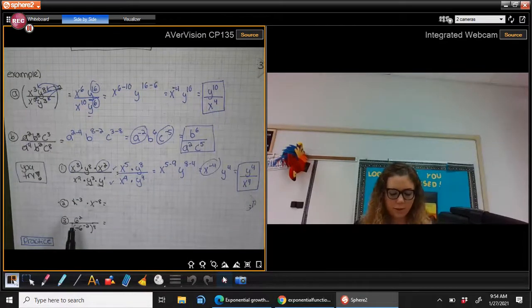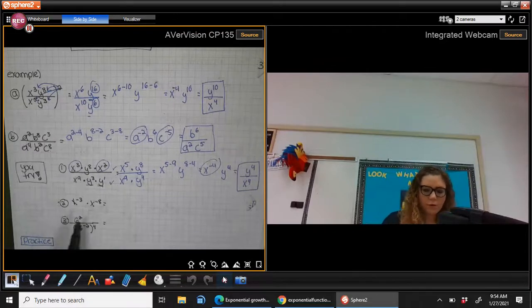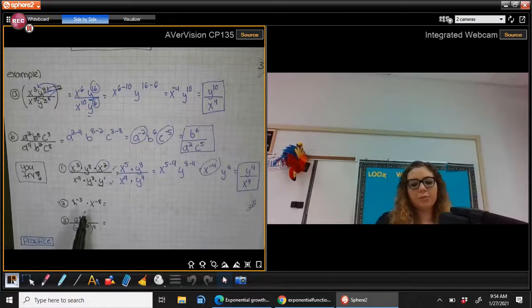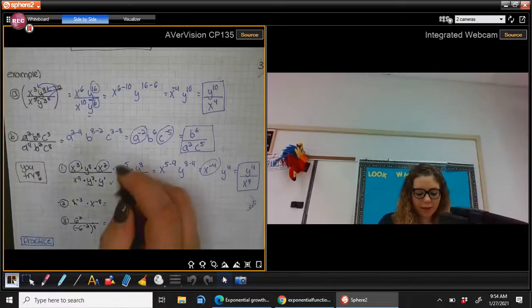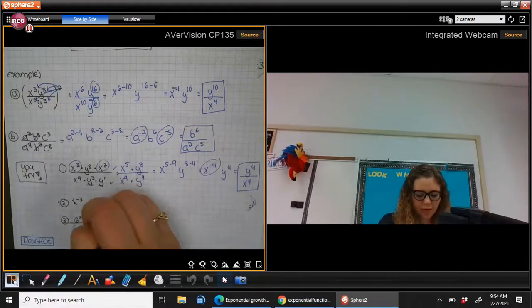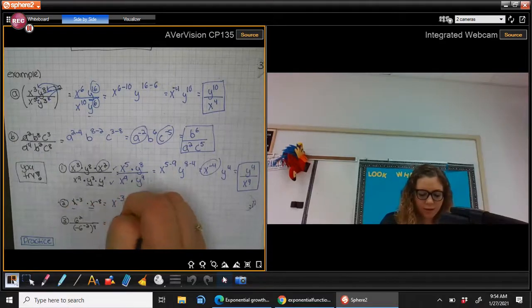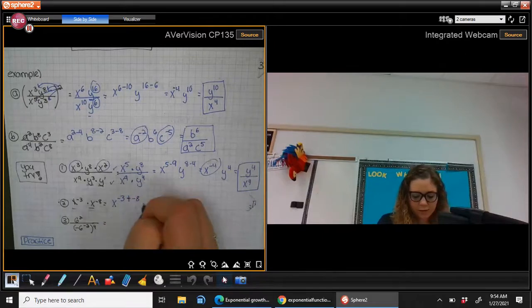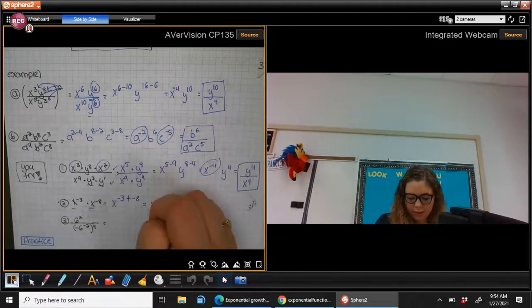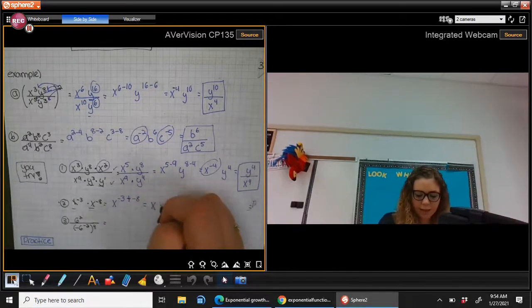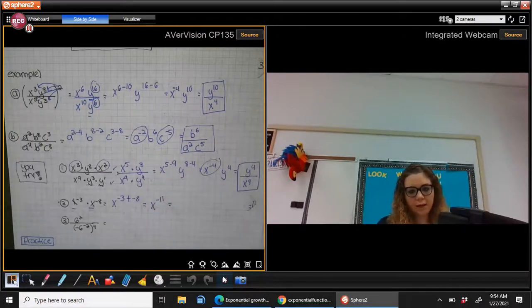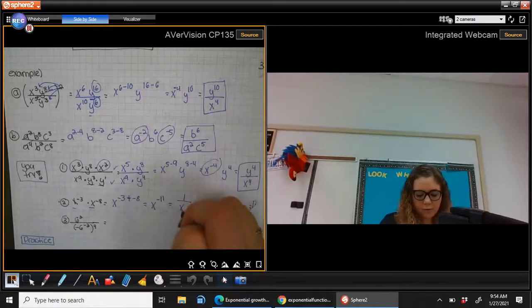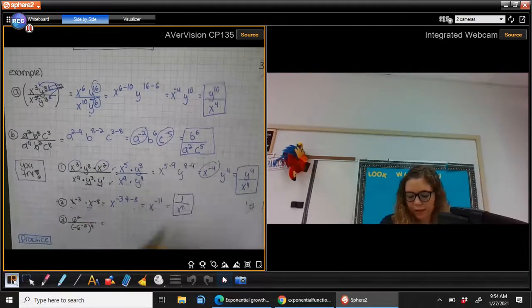Okay, let's look at number 2. It looks like the product rule, so I'm going to add my exponents because they're like bases. So I'm going to do negative 3 plus negative 8. And signs are the same, so I'm going to add and keep the sign, so that's negative 11. Don't like negatives, change the location, put it on the bottom. So I have 1 over x to the 11th.